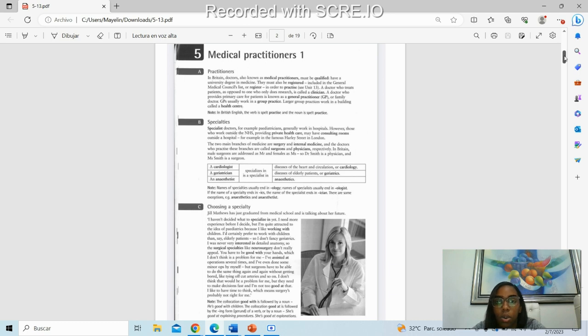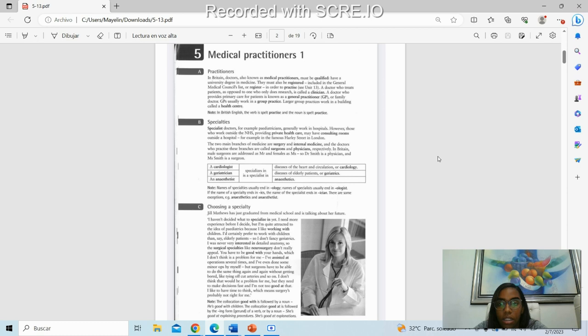GPs usually work in group practice. Large group practices work in a building called a health center. Note: in British English the verb is spelt practise and the noun is spelt practice.